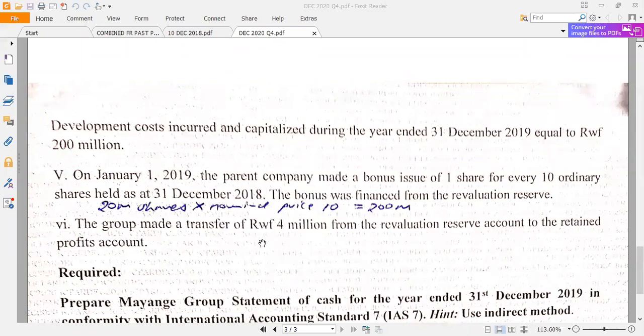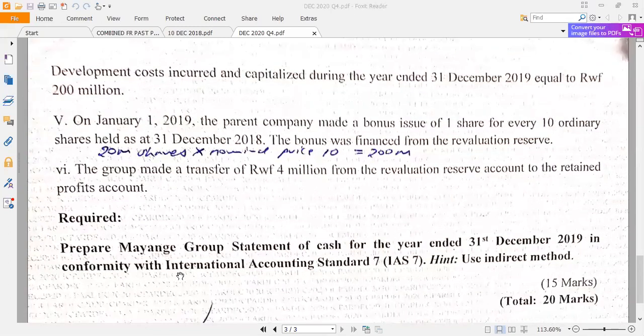Retained profits will increase by 4 million. Having said that, let us look at the required. Prepare Mayange Group statement of cash flow for the year ended 31st December 2019 in conformity with International Accounting Standards IAS 7. Hint: use indirect method. So that is just a guide. Use indirect method.